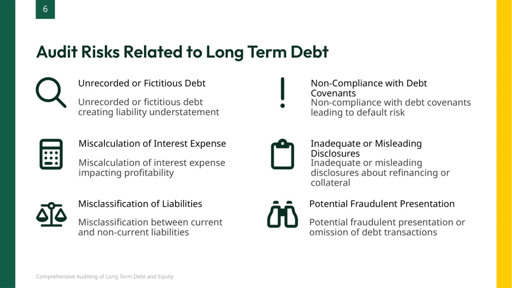Another important risk is the misclassification of liabilities, where short-term and long-term debts are incorrectly categorized, potentially misleading stakeholders about the company's liquidity. We also need to watch for non-compliance with debt covenants, as failing to meet these agreements can increase the risk of default. Additionally, inadequate or misleading disclosures about refinancing arrangements or collateral can obscure the real financial obligations of the company. Lastly, we must be vigilant about potential fraudulent presentations or omissions of debt transactions, which can seriously compromise the integrity of the financial statements. Each of these risks requires careful attention to ensure accurate and transparent reporting.